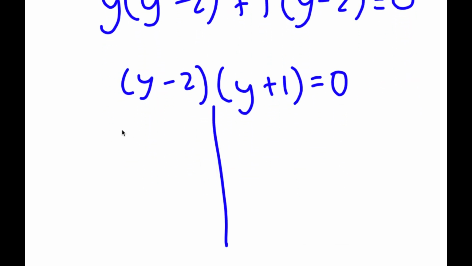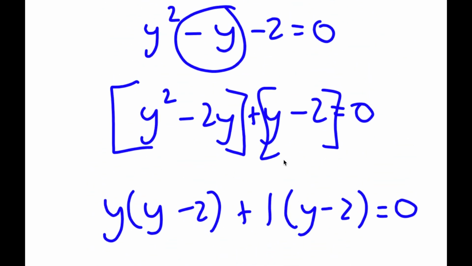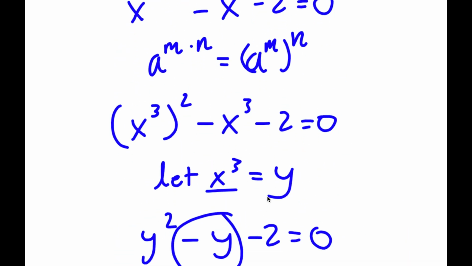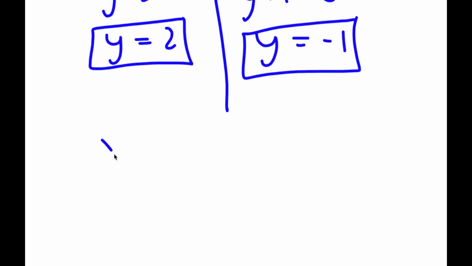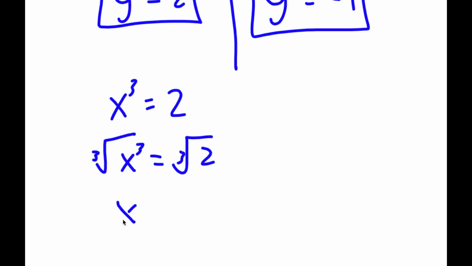So now this gives me two equations. I have y minus 2 is equal to 0, and I have y plus 1 is equal to 0. So for y minus 2 equals 0, y is simply equal to 2, and for y plus 1 equals 0, y is equal to negative 1. Now, recall how we let x to the power of 3 equal to y. So if x to the power of 3 is equal to y, and we have two values of y, well, let's first start with y equals 2. So x to the power of 3 equals 2. I'm going to take the cube root on both sides. Cube root of x to the power of 3 is x, and so we have x is equal to cube root of 2.